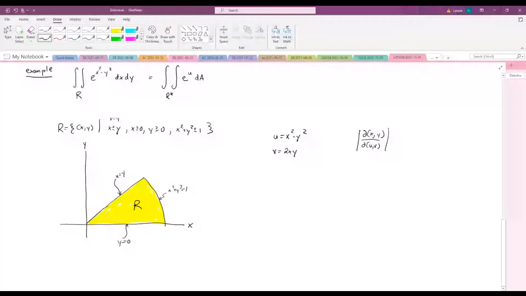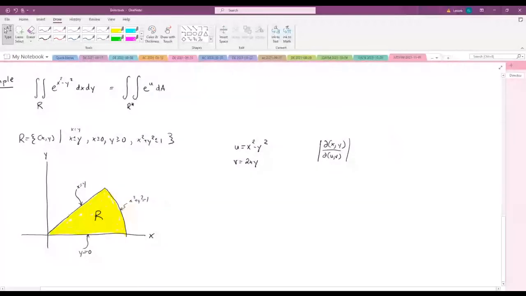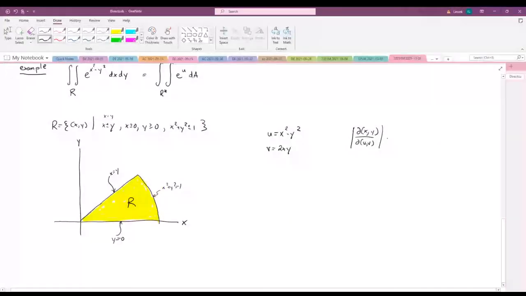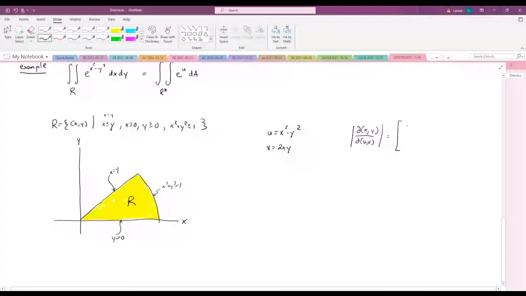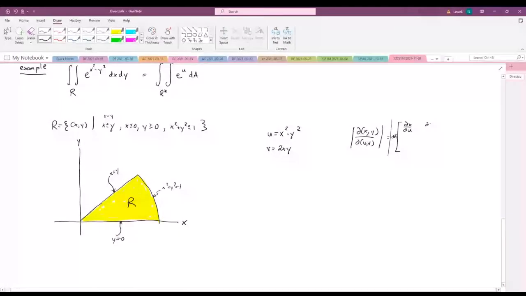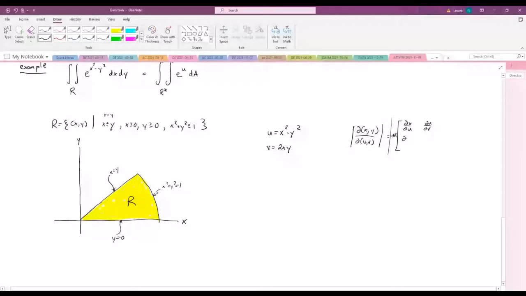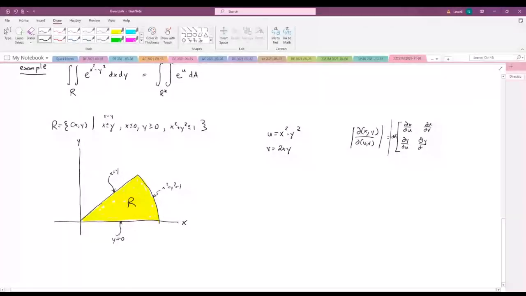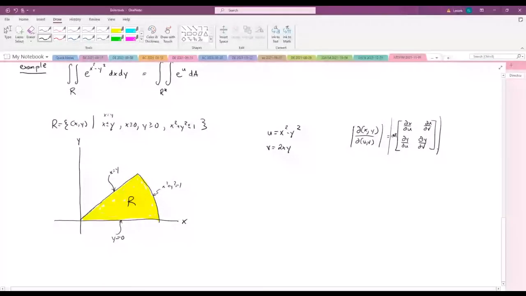But that's more difficult if you're not given x and y as a function of u and v. So we can use implicit differentiation, or we can use the inverse function theorem. Let's just use implicit differentiation. So let's realize what this looks like. This is the derivative of x with respect to u. We're going to compute this determinant and take the absolute value. But it looks like we need to compute these derivatives, so let's see if this works out.